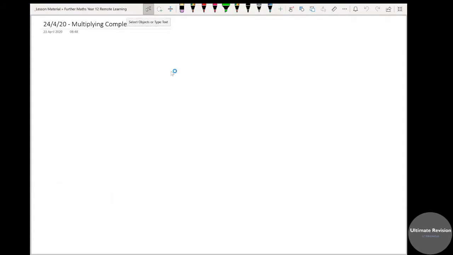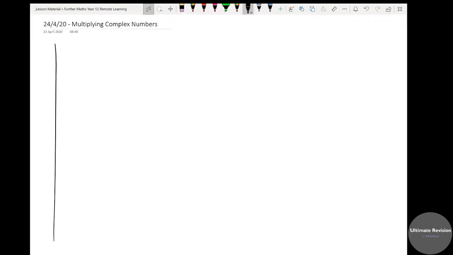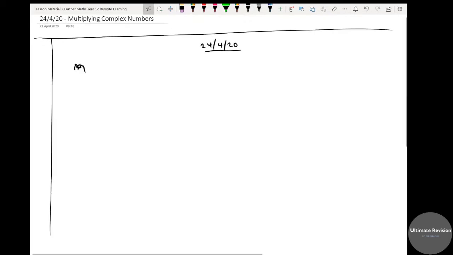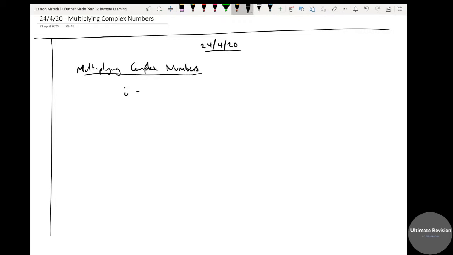Okay, multiplying complex numbers. Here we go. The date is the 24th, which is in the top there. You need to start by writing "multiplying complex numbers". Now we need to start by making a note that, hopefully you will now remember, i is the square root of minus 1.